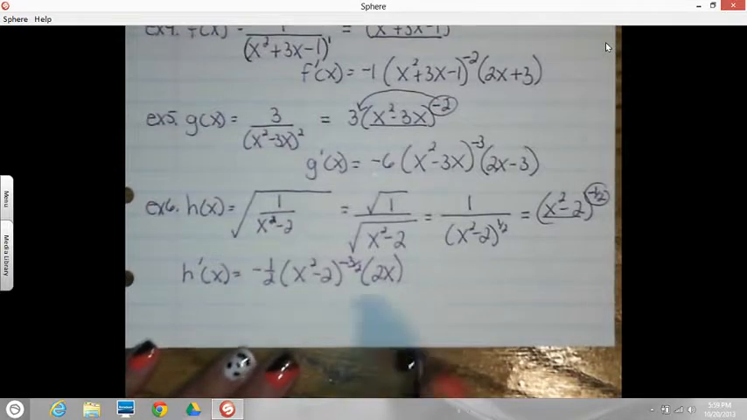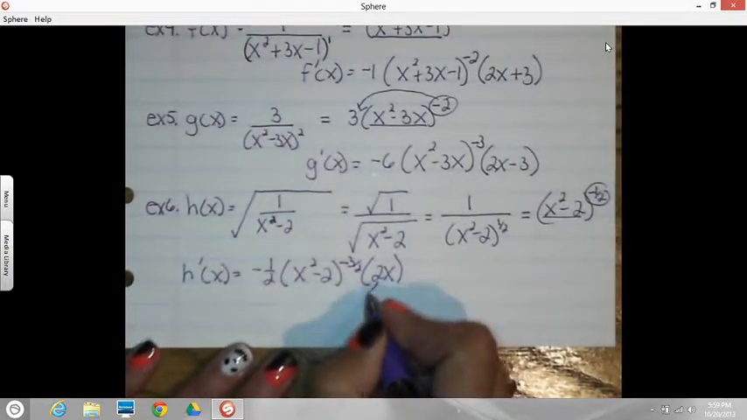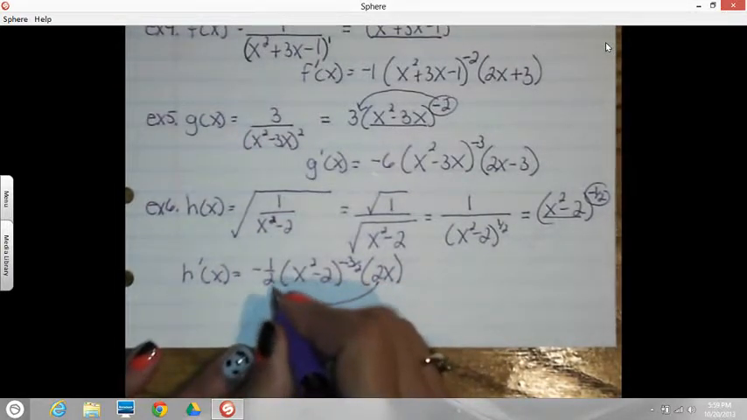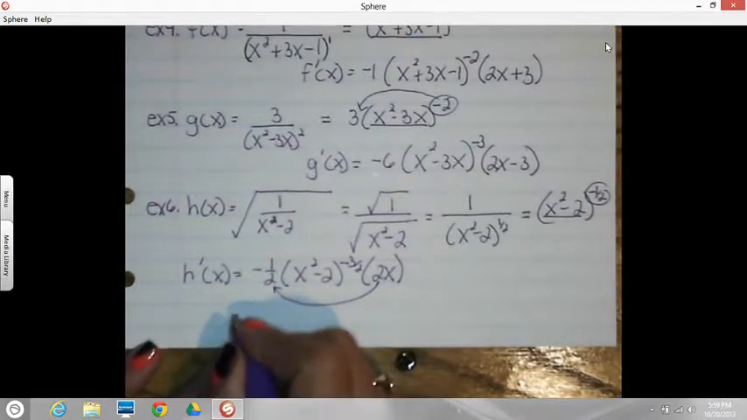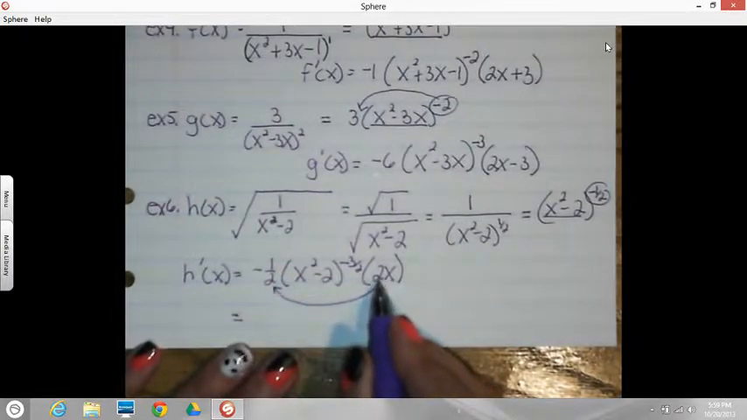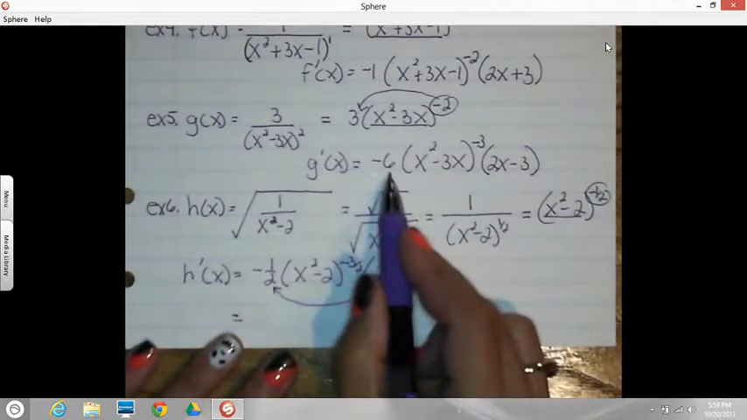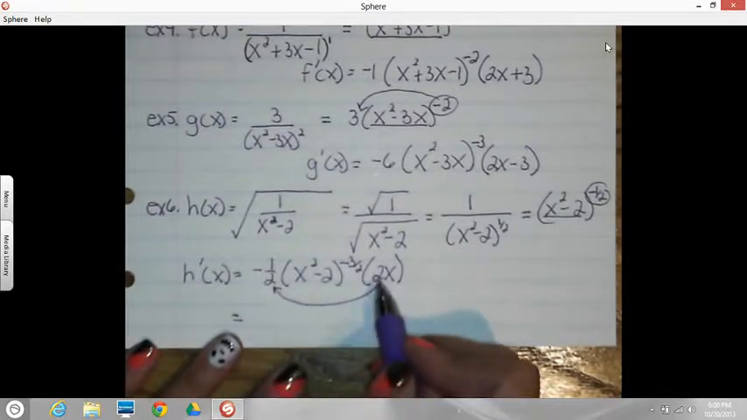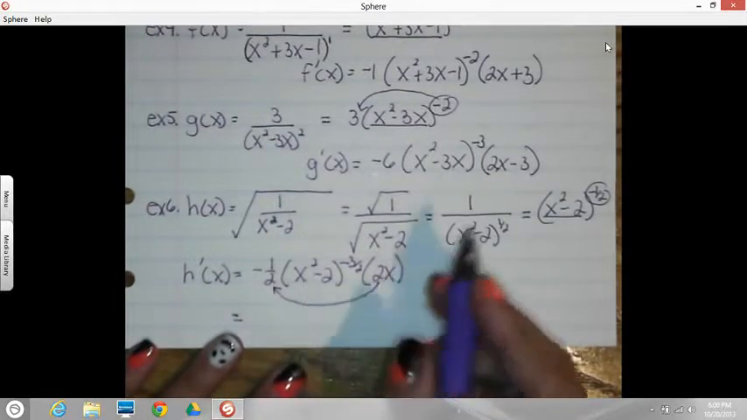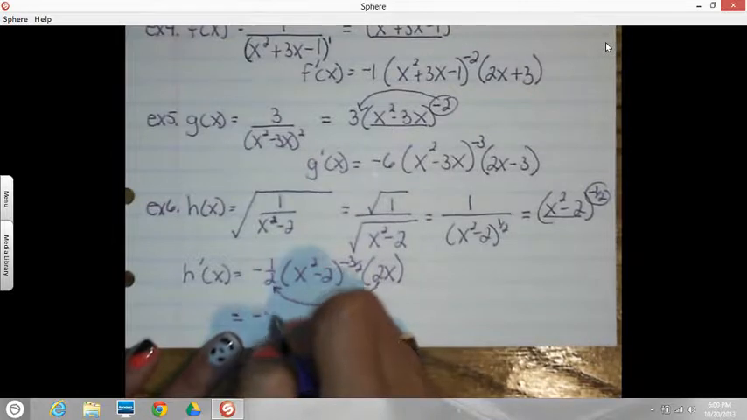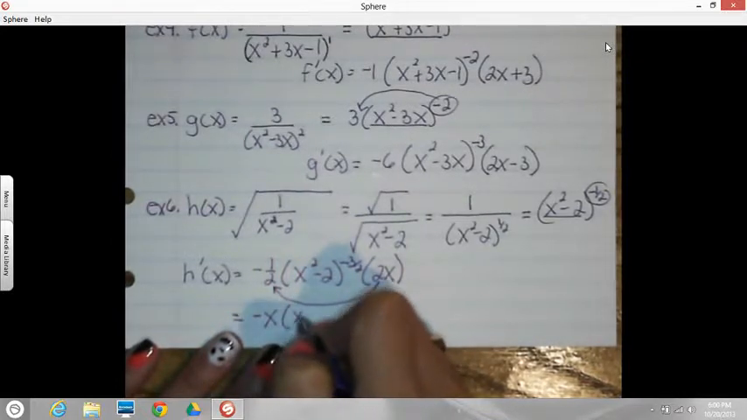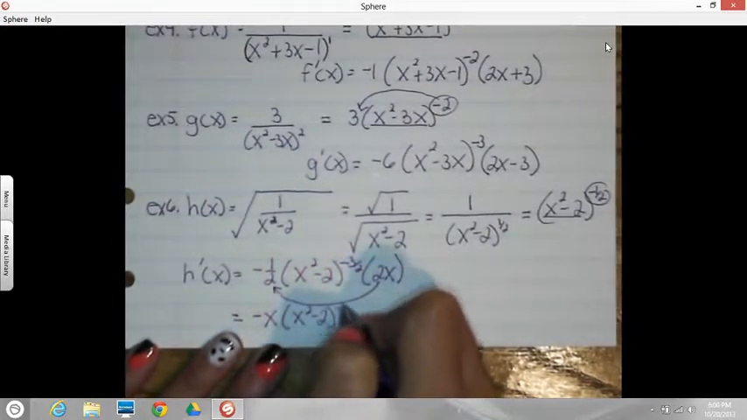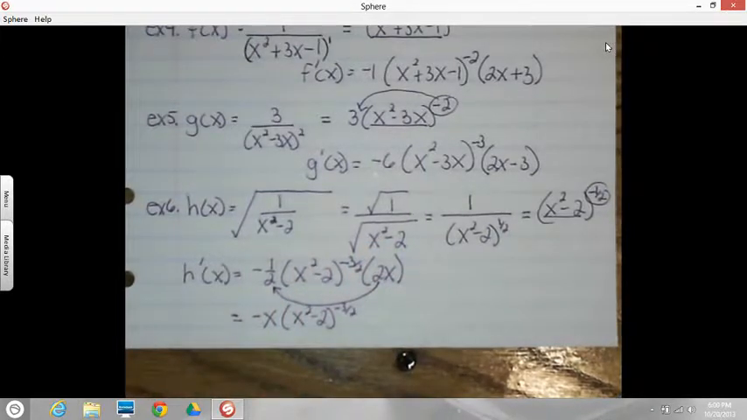Now I will take the time to bring this to the front because I do get to see some simplifying that's going to happen. Because things are going to combine here, I will bring it to the front. This last example, if I brought this to the front, nothing was going to combine other than me distributing in. So half of negative 1/2 times 2 is going to give me a negative 1x times my quantity x squared minus 2 to the negative 3/2. Okay.